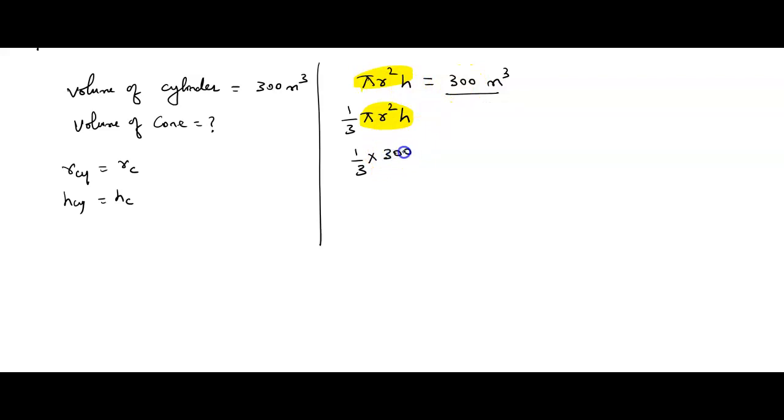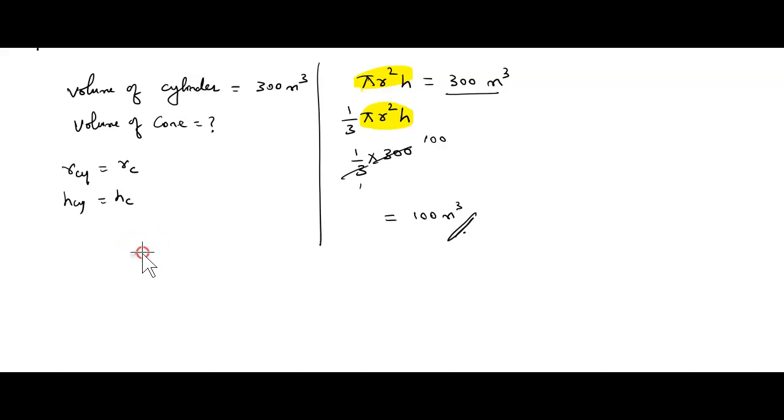So in place of pi r square h, I am writing 300. So 3 ones are 300. So 100 meter cube is the final answer. Understood, children? Did you get the step? So what is the question?